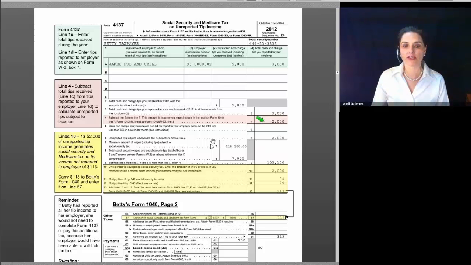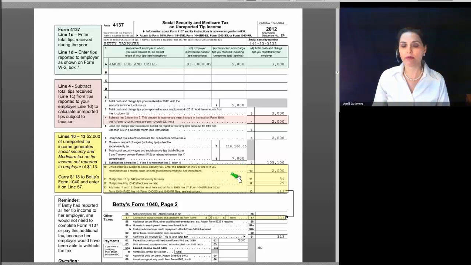There's another calculation going on here on lines 7 and 9, and that calculation is establishing whether or not Betty has maxed out on her Social Security requirement for the year. Clearly she is not. She hasn't earned $110,000. And that calculation is done merely to determine whether all $2,000 is going to be subjected to Social Security tax. And the answer is yes, it is all subjected to Social Security tax. So on line 10, she enters $2,000.